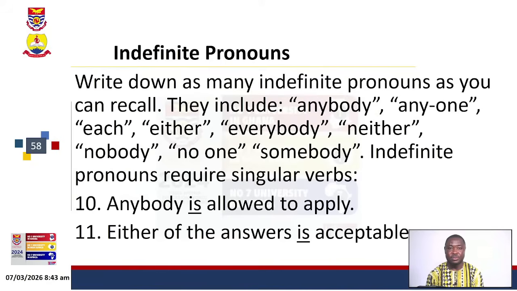Okay? Good. Now let's look at how indefinite pronouns also behave in subject-verb concord. Write down as many indefinite pronouns as you can recall. Do you know what an indefinite pronoun is? Anybody is an indefinite pronoun. Anyone, each, either, everybody, neither, nobody, no one, somebody. These are indefinite pronouns because when we mention anybody, we are not definitely referring to somebody in particular.